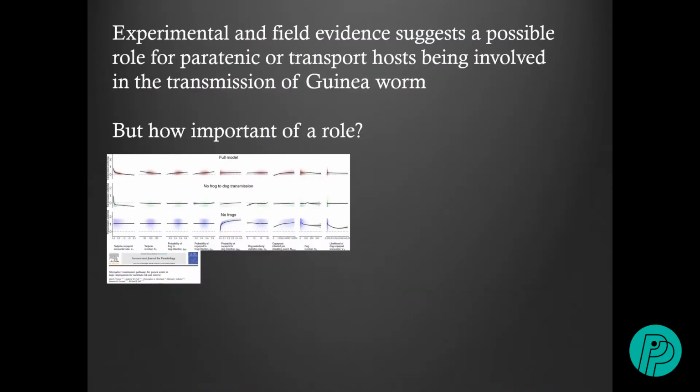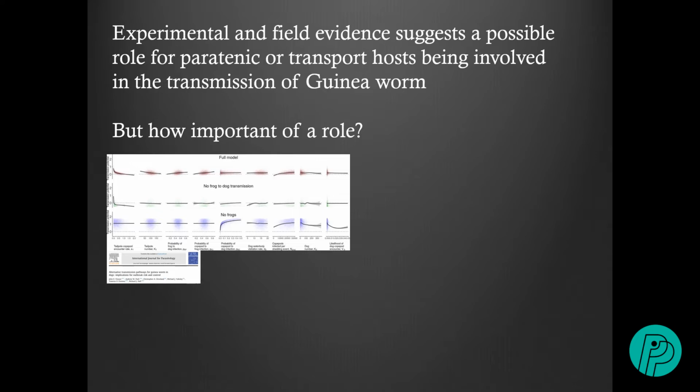So now we have both experimental and field evidence suggesting that there's some role for fish and frogs in transmission, but how important is this role? The short answer is we don't really know. But there have been a couple studies that have tried to look at this. One modeling study looking at the potential role of frogs showed that they could be important if they ingest copepods and then are eaten by dogs.